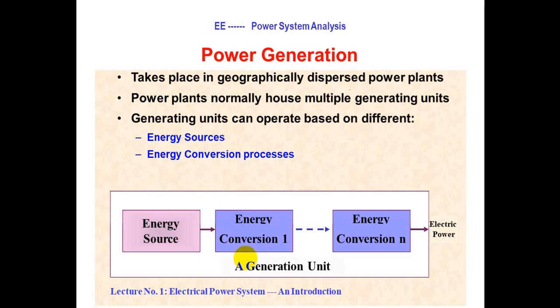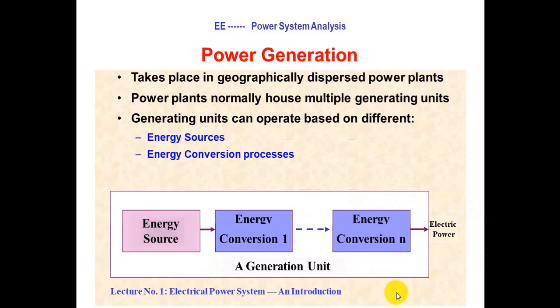So they are normally targeted on dispersed power plants, which normally house multiple generating units. It's not like there is only a single generator which is supplying all the power. The generating units inside the power plants can operate based on different energy sources and energy conversion processes. You can see here, this is a generating unit which has some source of energy, whether it is hydro, nuclear, or thermal. They have different sources of energy, and then we have conversion processes related to that, and there can be multiple processes before we go towards the generation of electric power.